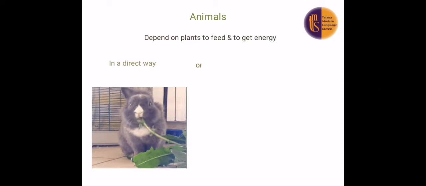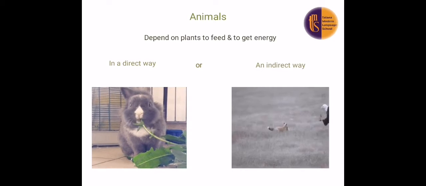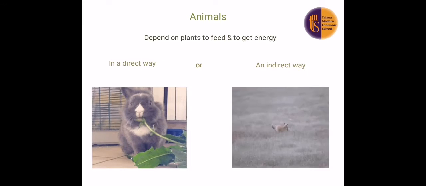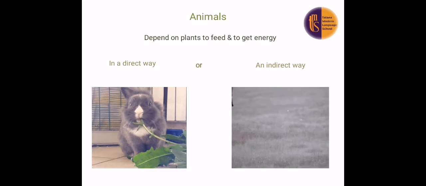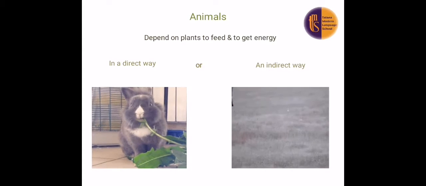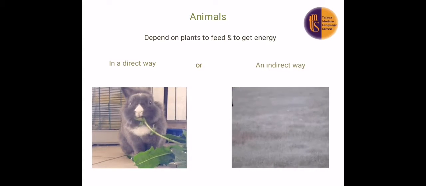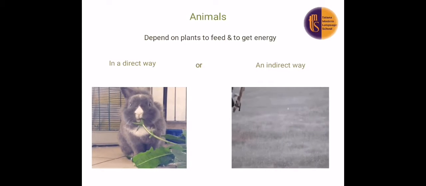Or we have some animals that can get food from plants but in an indirect way, like the hawk. We can see here the hawk eats the rabbit that ate the green plant before. So animals depend on the plant to get food and energy in two ways: number one, direct way, or number two, indirect way.